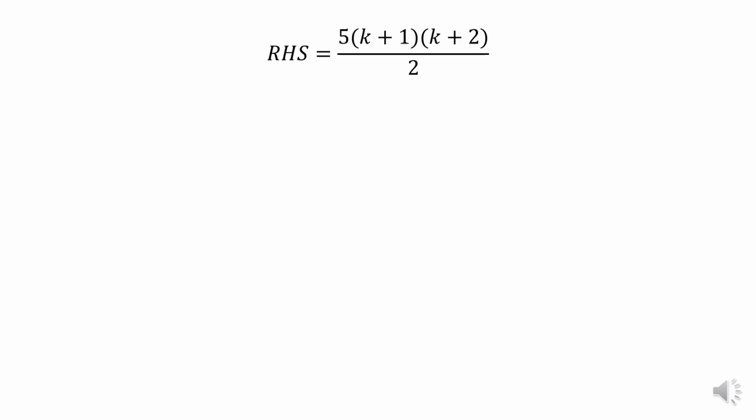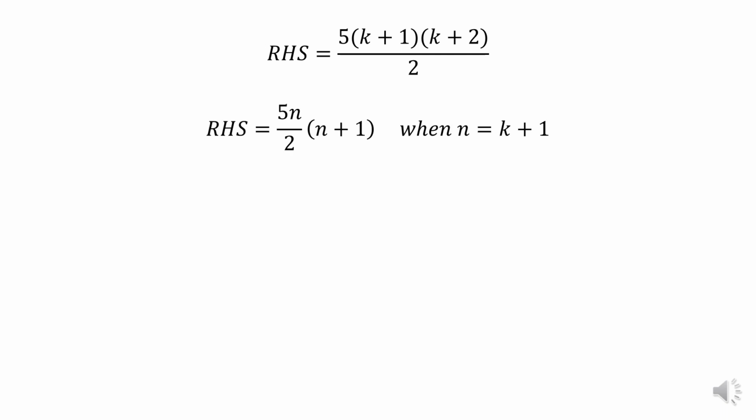So what you do next is you would have factorized that quadratic expression in the bracket, and we get 2 factors here. 5 times k plus 1 by k plus 2 all divided by 2, and we're almost there. We'll just make it look like we would like it to look.